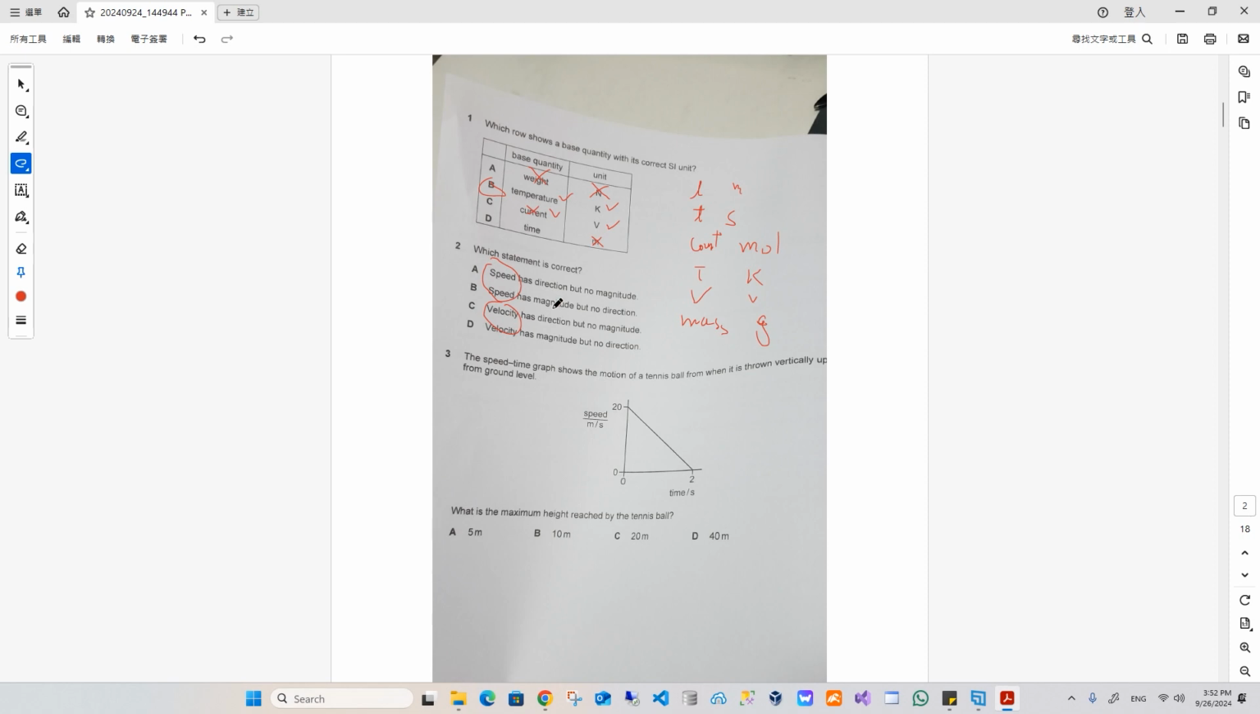So speed is magnitude with no direction, correct. Vector has direction and magnitude. Both have. So these are all wrong. This is wrong, this is wrong, and this is wrong. So this is correct and this is correct. So it's B.